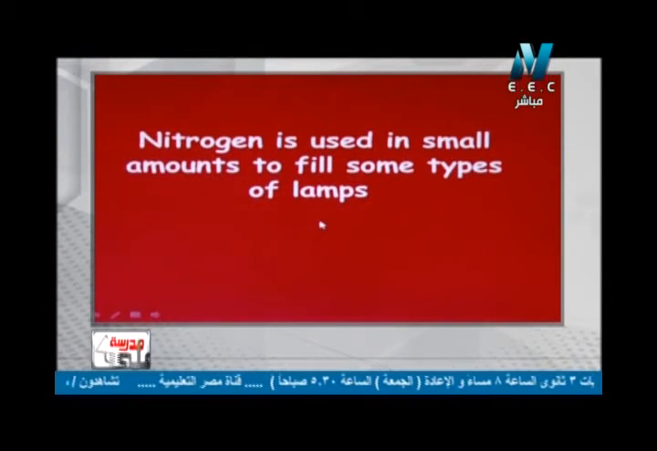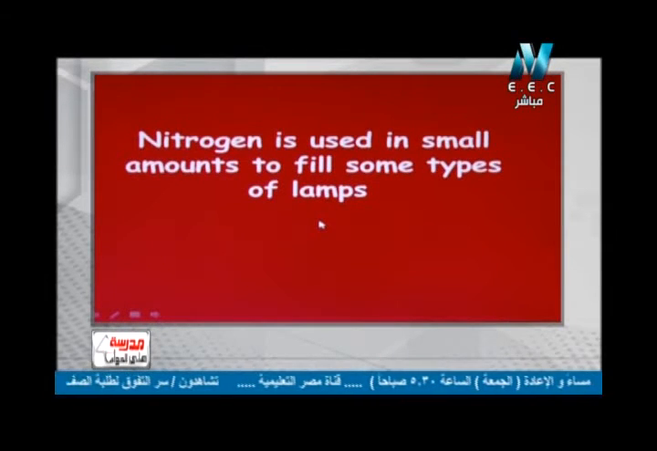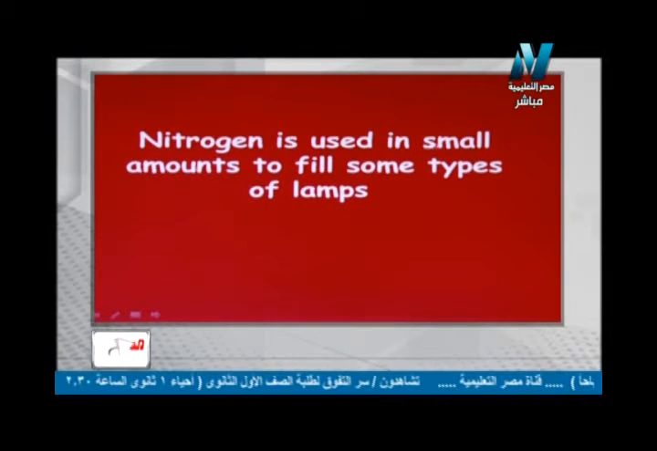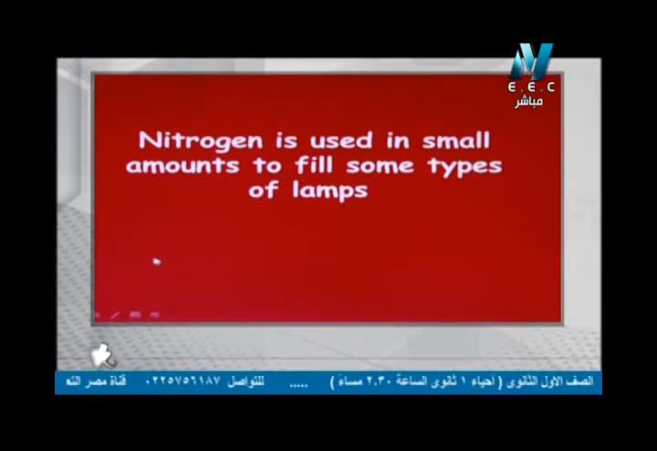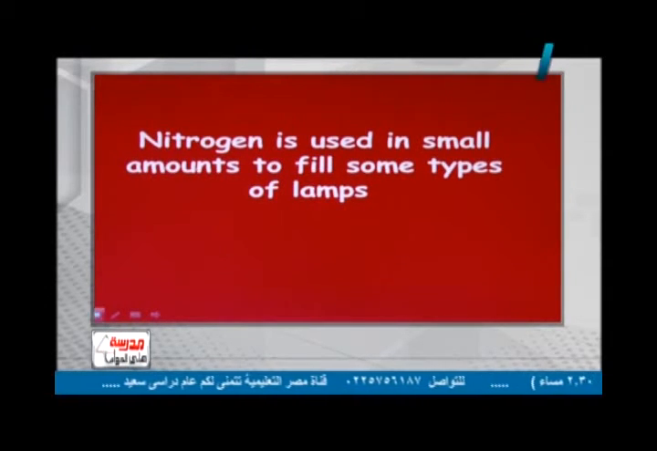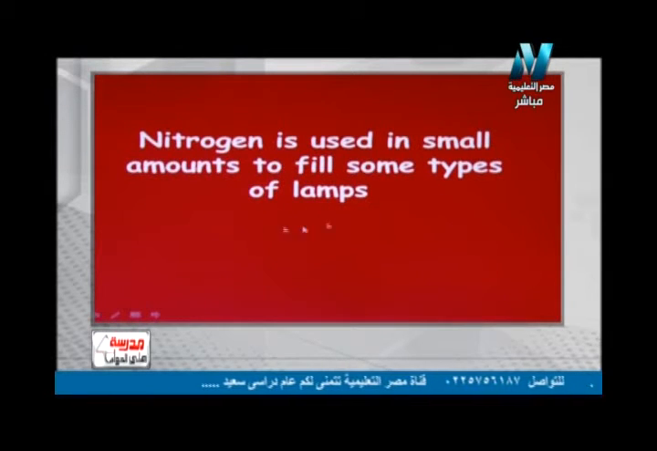Another property, nitrogen gas is used in a small amount to fill some type of lamp، عشان أملى بيه بعض أنواع اللمبات. Nitrogen gas is used in a small amount to fill some type of lamps. Why? Because nitrogen gas again is inactive. هو غاز غير نشط عشان كده هيحافظ على عمر اللمبة وما يحصلش فيها burning أو combustion، احتراق. So again, nitrogen is used in a small amount to fill some type of lamp.